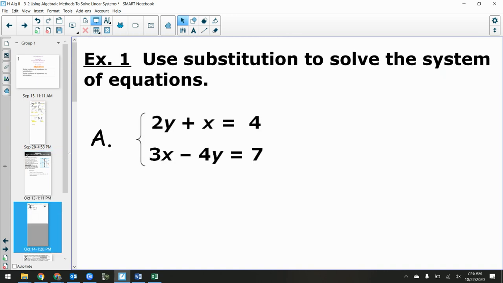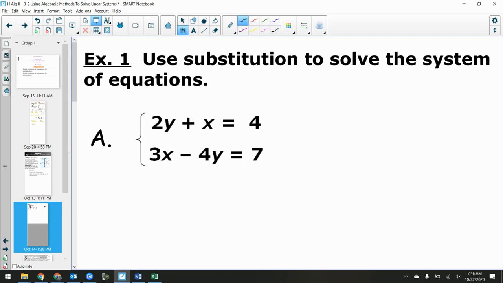Okay, so let's do this together here. 2y plus x is equal to 4, and then 3x minus 4y is equal to 7. Okay, can anybody tell me what the easiest variable to solve for is? What's the easiest variable to solve for? X in the top one, right? X in the top one.